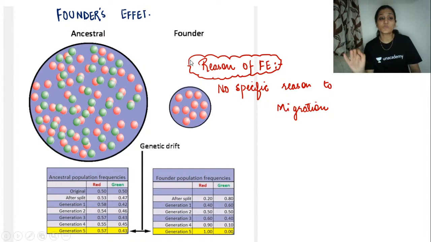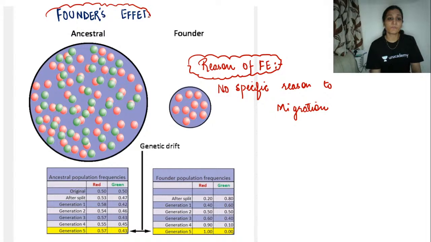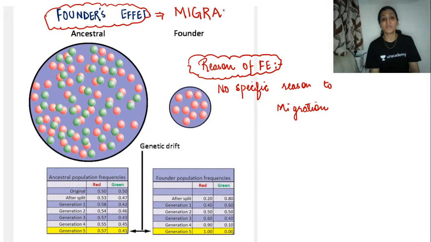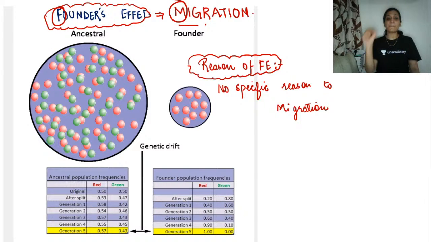This is the thing associated with the founders effect, that there is no further reason for migration, but they are migrating. So the main role played in the founders effect, you should write in your mind, and in the copy which you are using, most importantly, is migration. You should not forget FM: F for founder and M for migration. So do not forget FM. Founders effect is because of migration.